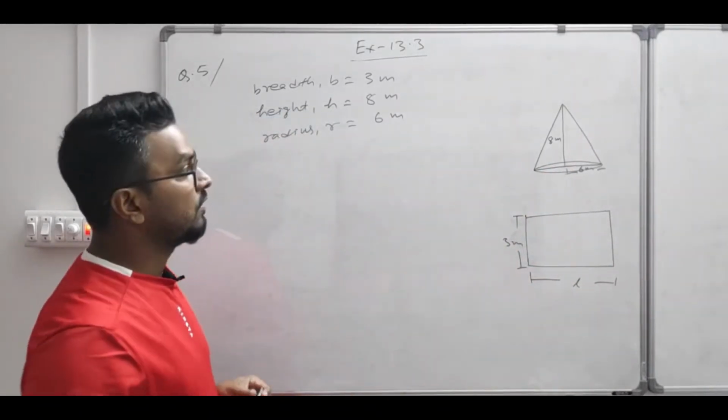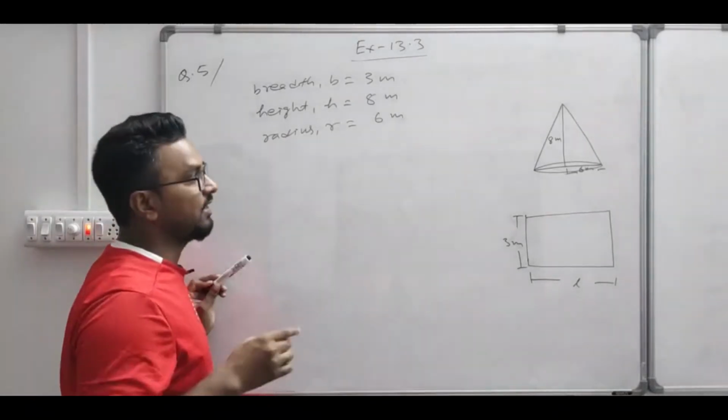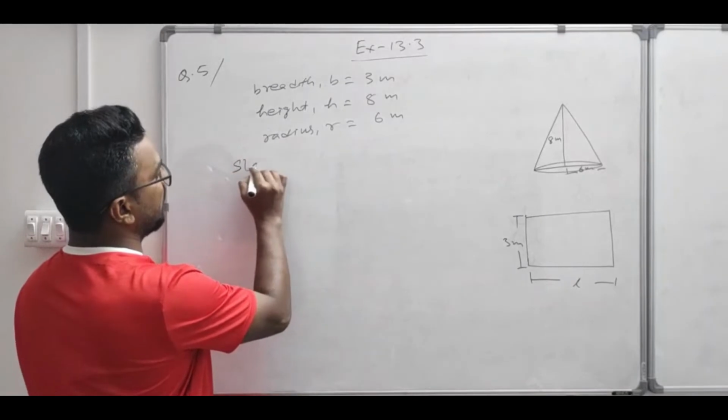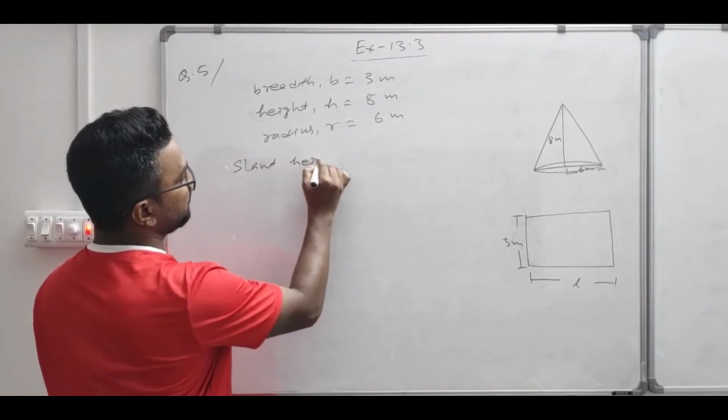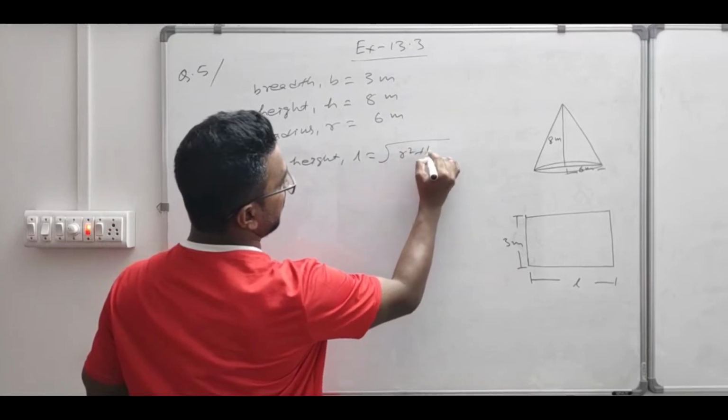Now what we will do, to find the curved surface area of cone, you need to find the slant height. So to find the slant height, the formula is l is equal to root of r square plus h square.